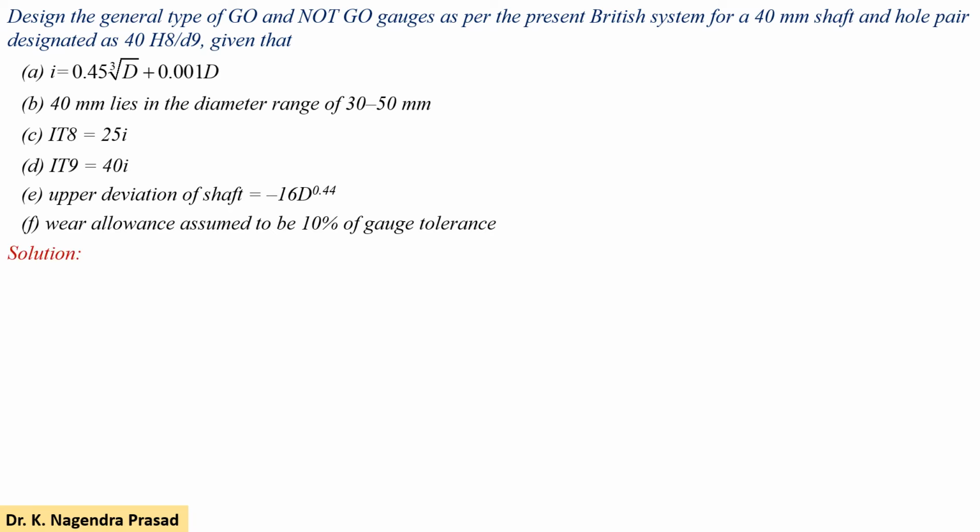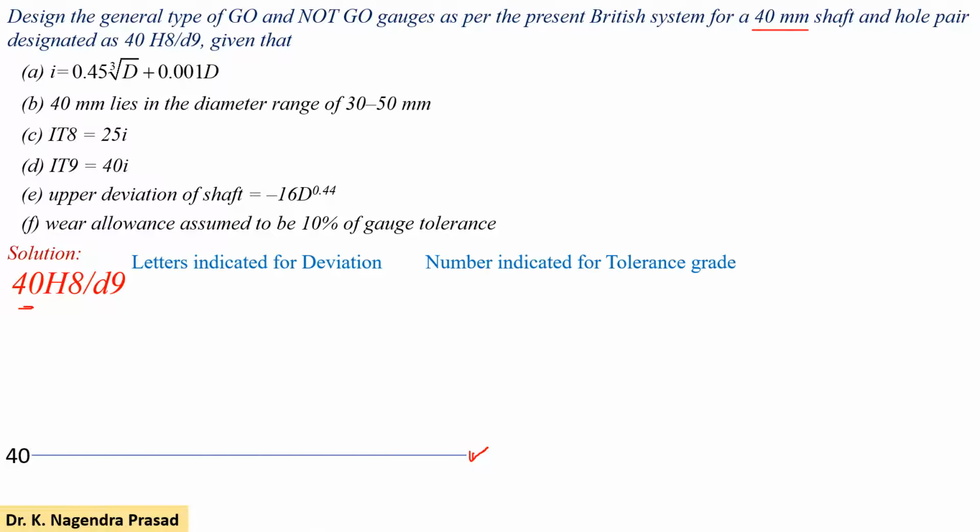Let's see the solution. Here it is given that the basic size is 40 mm, so let's consider the basic size of 40 mm, and this is the zero line. Next, we have to observe that the shaft and hole pair is designated as 40 H8 d9. Here 40 is the basic size, letters indicate the deviation, and numbers indicate the tolerance grade. Here the letters are capital H and small d, and we know that capital letters are for the hole and small letters for the shaft. So for the hole, the deviation is the H type deviation.